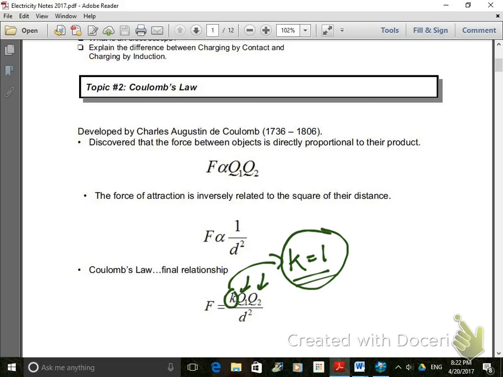If we were working with other conditions, we'd have a different proportionality constant, and that would affect the actual force of attraction and repulsion. But because we are going to keep ours the same, it is going to be equal to 1. And so you can actually cross that part out and then just deal with the final equation, which is going to be Q1 times Q2 divided by d squared. And remember that because it is 1 over d squared, that's an inverse relationship, and because it has an exponent, it's an exponential relationship. So it has a large impact on that force of attraction and repulsion.